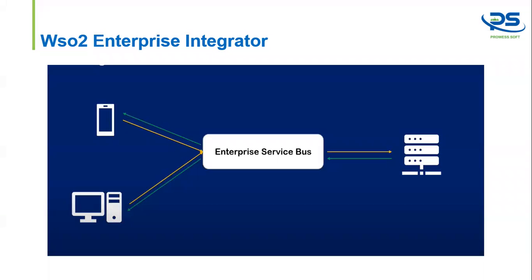This is a typical integration scenario where you can see in the middle we have an enterprise service bus, which acts as a middleware. It takes the message from the client and transforms the message as per the requirement using mediators and connectors. It is a business application or mobile application which is used on the client side to send the request and get the response data. And there is a backend system which exposes the services, which may be developed in Java or any other technology.